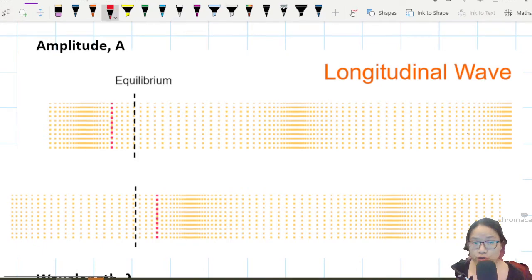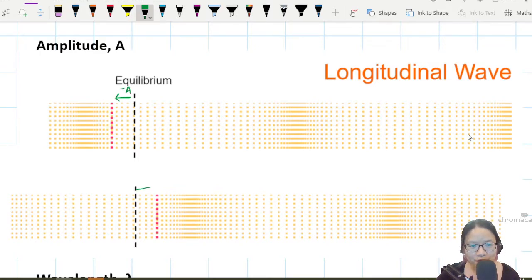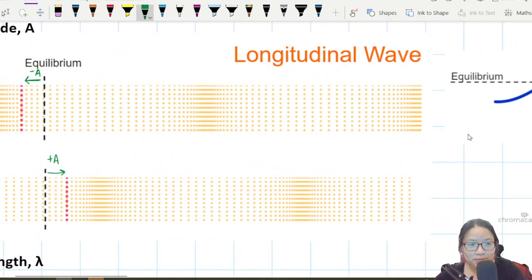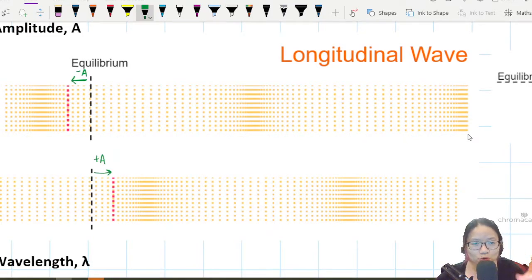So this is a screenshot of the simulation that you saw just now. Once again, when we take amplitude, we will take from equilibrium position to where the particles are. Let's say if I measure towards the left, maybe this will be negative A, following regular sign convention, and towards the right, it would be positive A. So please understand that amplitude doesn't always have to be measured in the vertical direction. For transverse wave, yes, because the particle is moving up and down, so you measure your amplitude vertically. But for longitudinal wave, because the particles are moving left and right, you should also measure your amplitude from left and right.